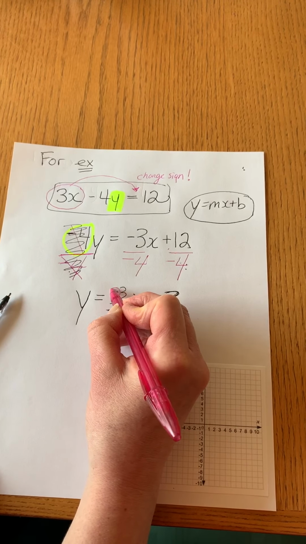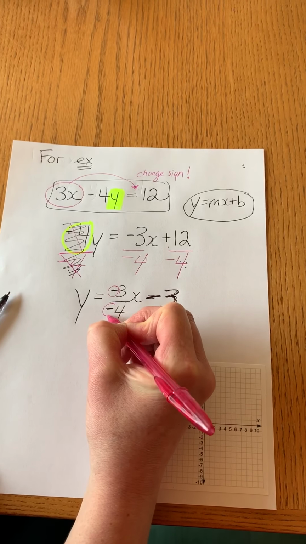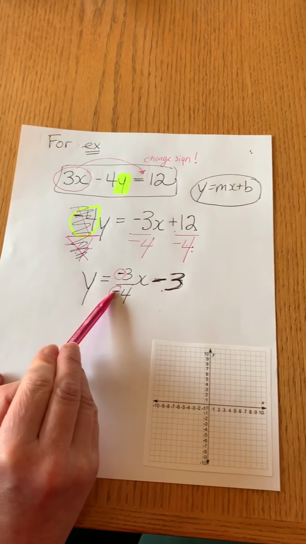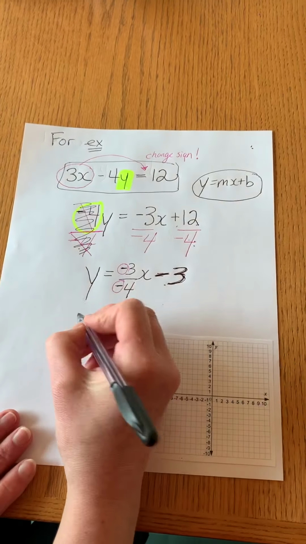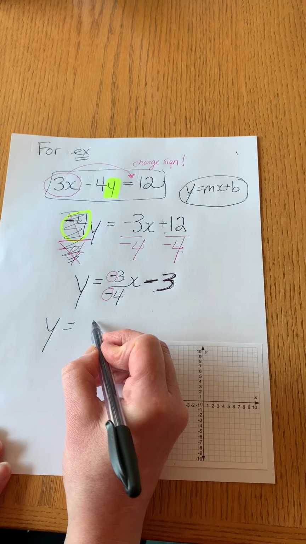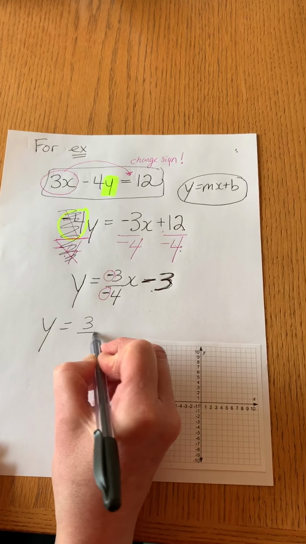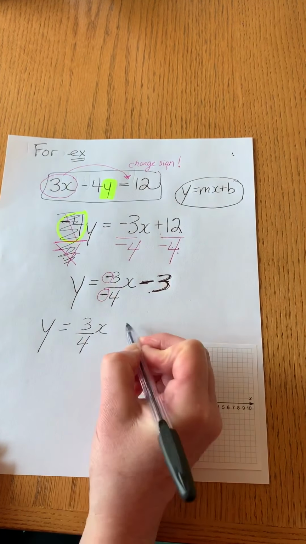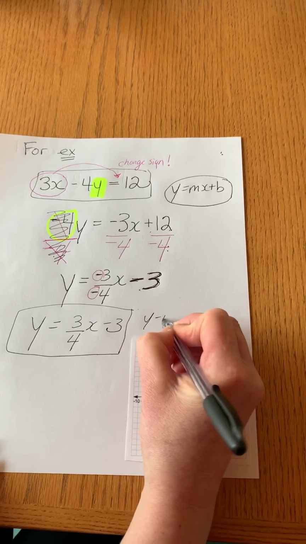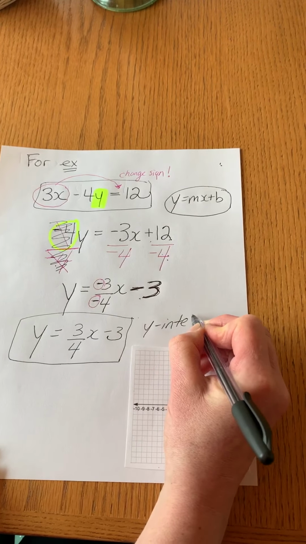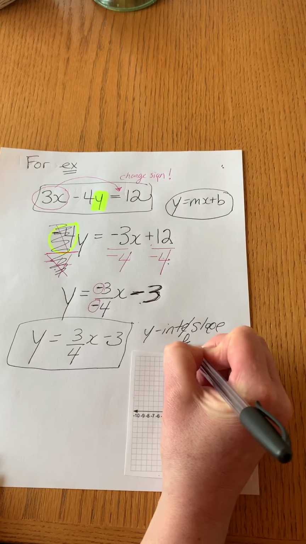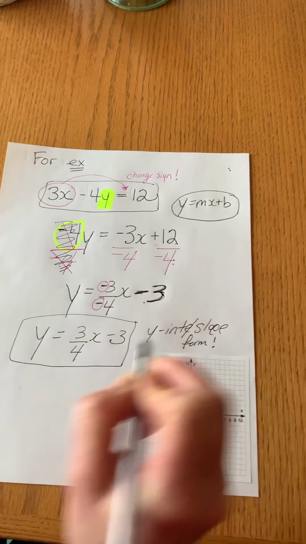Now the one last thing we have to take a look at here is the fact that we have a -3 over a -4. If you have two negatives, that's going to make a positive. So we can rewrite this as, instead of -3 over -4x, we can just rewrite it as 3 over 4x minus 3. So now we've got our slope-intercept form, which means we can graph.